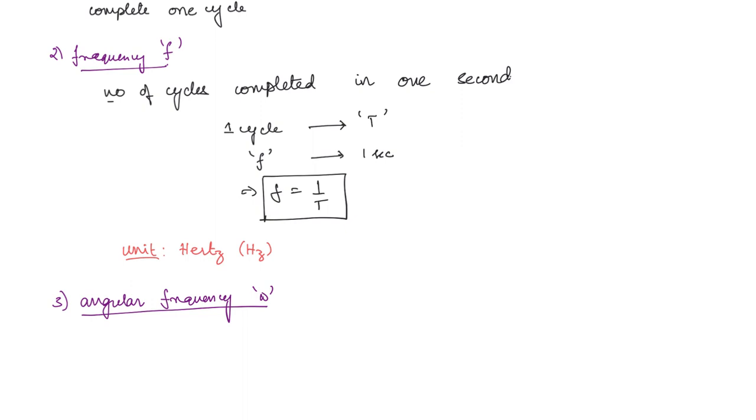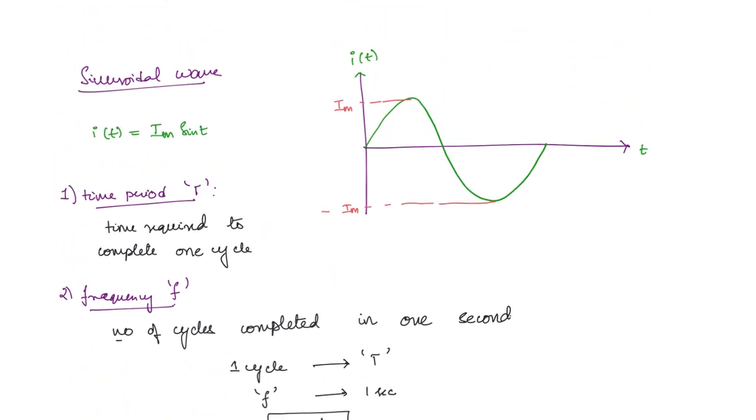Now what is the expression for omega? For this we will go back to this function here. I of t is equal to Im sine t. Now here instead of t, we represent it as omega times t. In this way, we will be able to include the angular frequency or the frequency in the function itself. So how is this going to help?